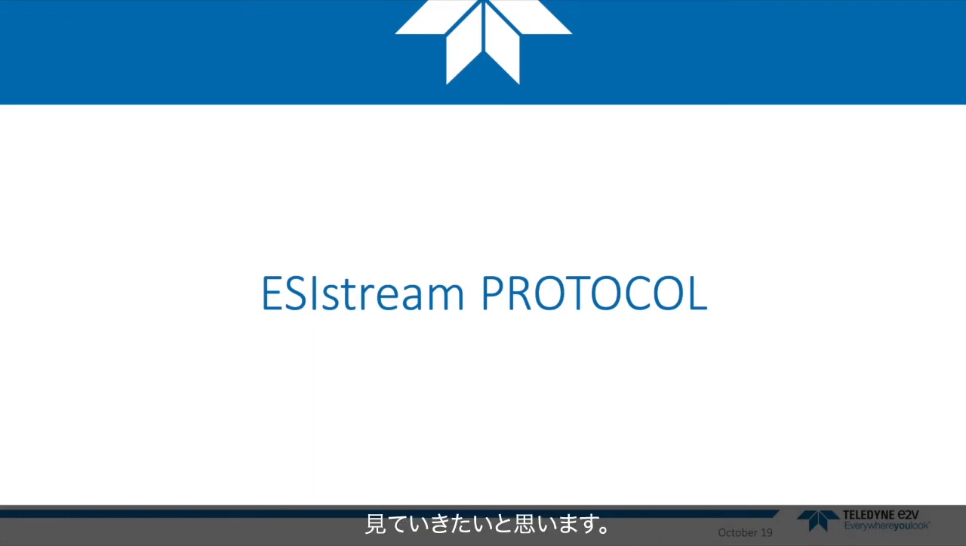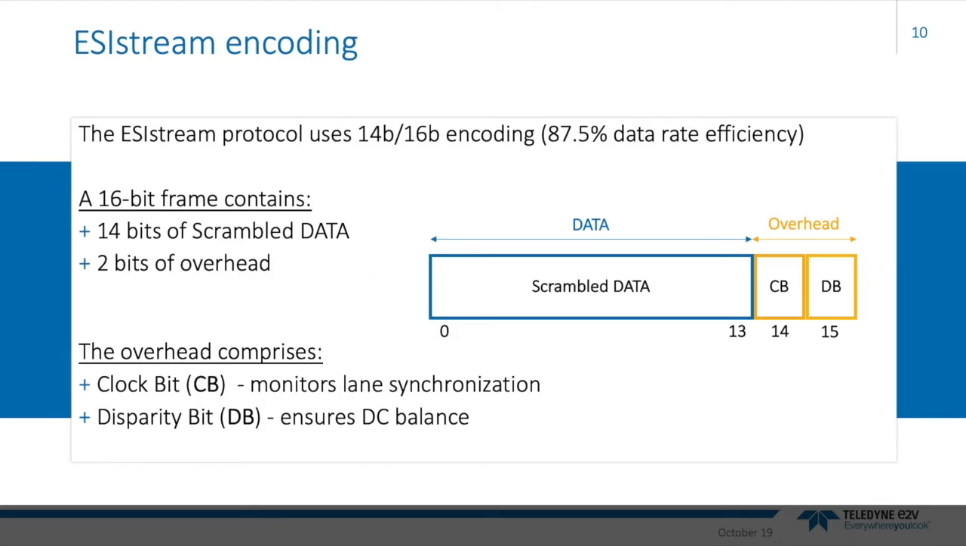Now let's take a deeper look at the specifics of the ESIstream protocol. ESIstream uses 14-bit 16-bit encoding, giving it an 87.5% data rate efficiency. In other words, the encoding takes 14 bits of raw data and adds 2 bits of protocol overhead. The overhead comprises a clock bit, which provides a data line monitor of continuous link synchronization. The second bit is the disparity bit, which is used to ensure DC balance is maintained in each data lane. The resulting 16-bit ESIstream frame comprises a scrambled version of the data word combined with the previously mentioned overhead bits. Note that ESIstream scrambling or encoding can usefully be disabled to help ease system debug when needed.